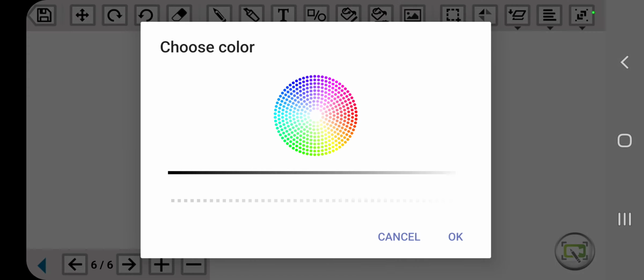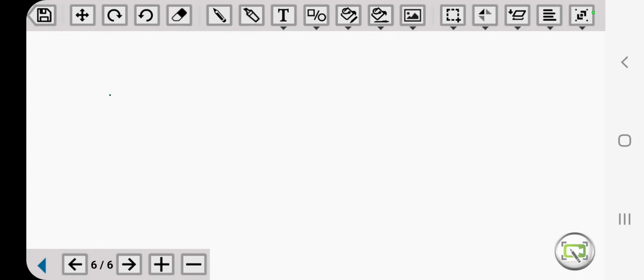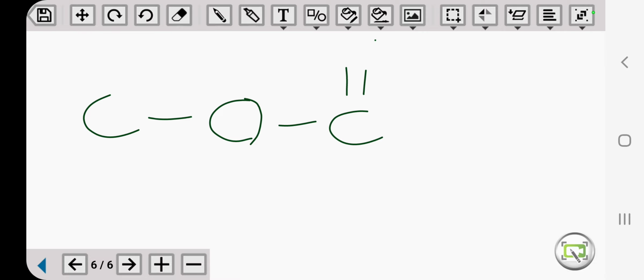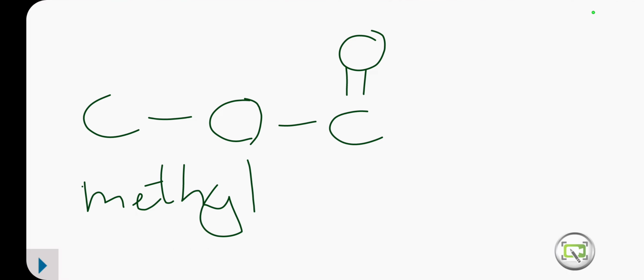I'm going to look at one last one. Okay, this one is connected to a single carbon, which is methyl, and another single carbon, methanoate.